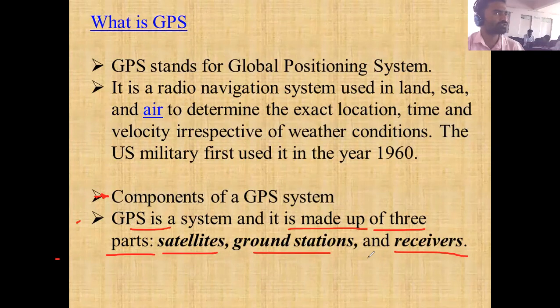Okay, in your multiple choice question, he may ask which one is not a component of the GPS system. He will give satellites, ground stations, receivers, and one more option. He may give: which one of the following is a component of GPS: satellites, ground stations, receiver, and all. All is the option.